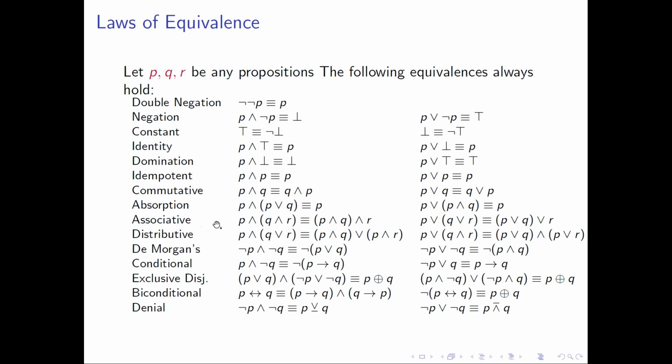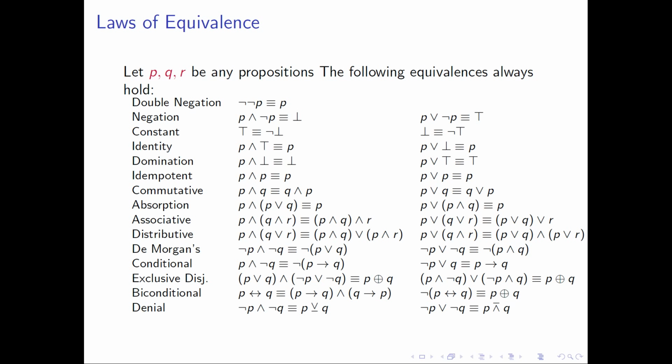Associative. Associative is talking about where the brackets lie. Because AND is associative and OR is associative, we don't really need the brackets. The brackets can appear in any order and we still arrive at the same thing. You can prove all these laws of equivalences by looking at the truth tables.